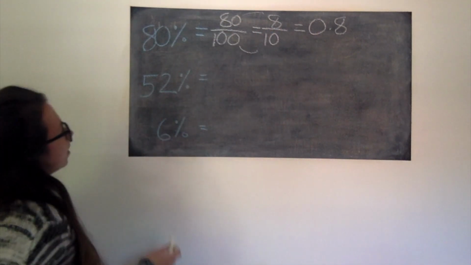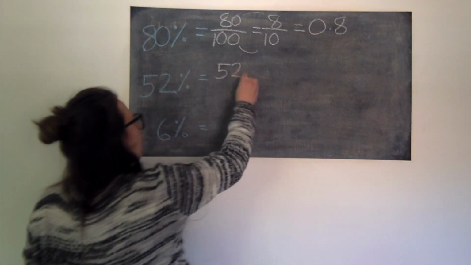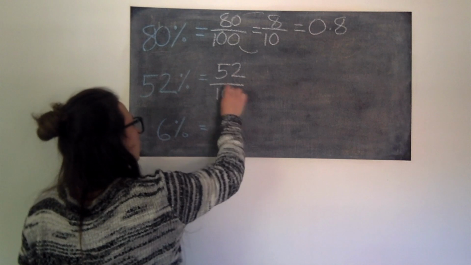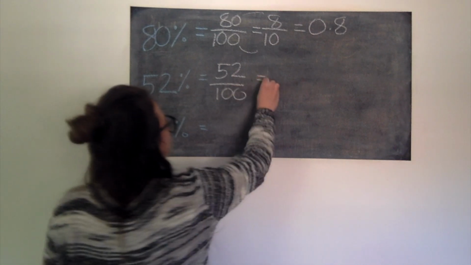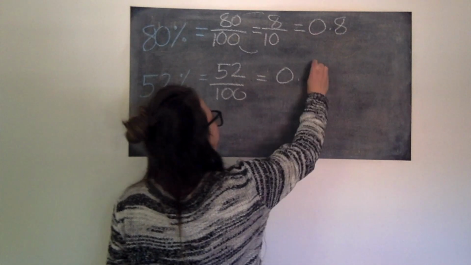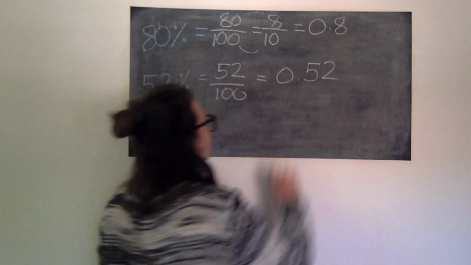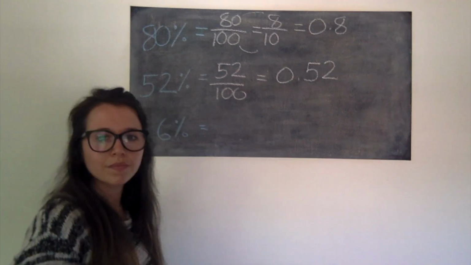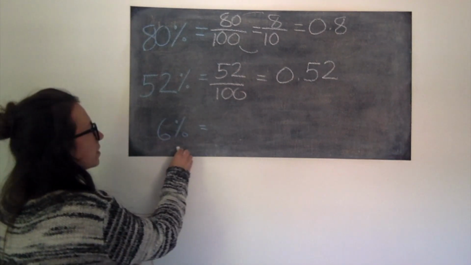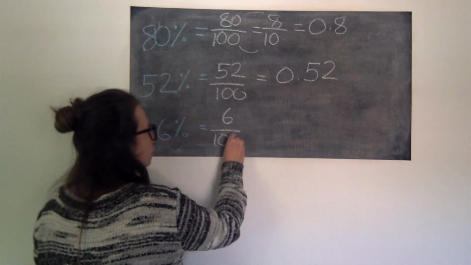The next one, 52%. As a fraction, that's 52 out of 100. Now as a decimal, let's think: 50 hundredths is the same as 5 tenths, and then we've got 2 hundredths left, so 0.52. Then the last one, 6%, is the same as 6 out of 100, 6 hundredths.